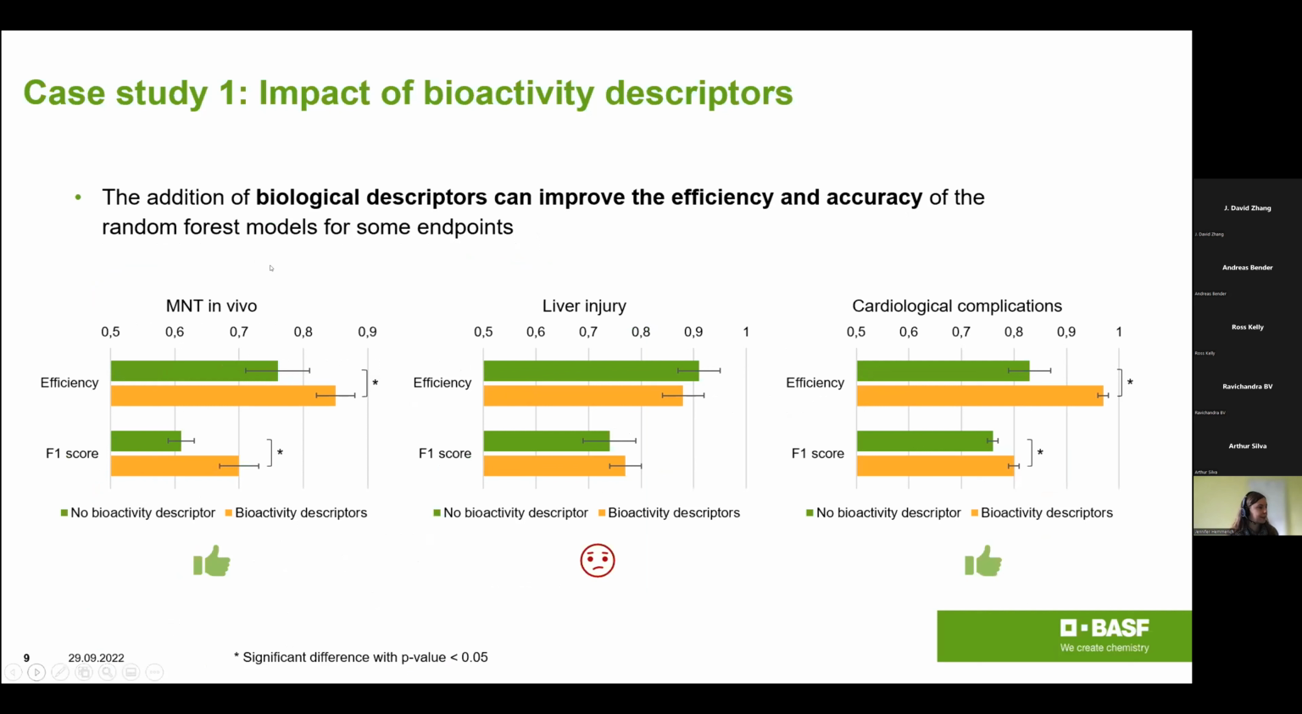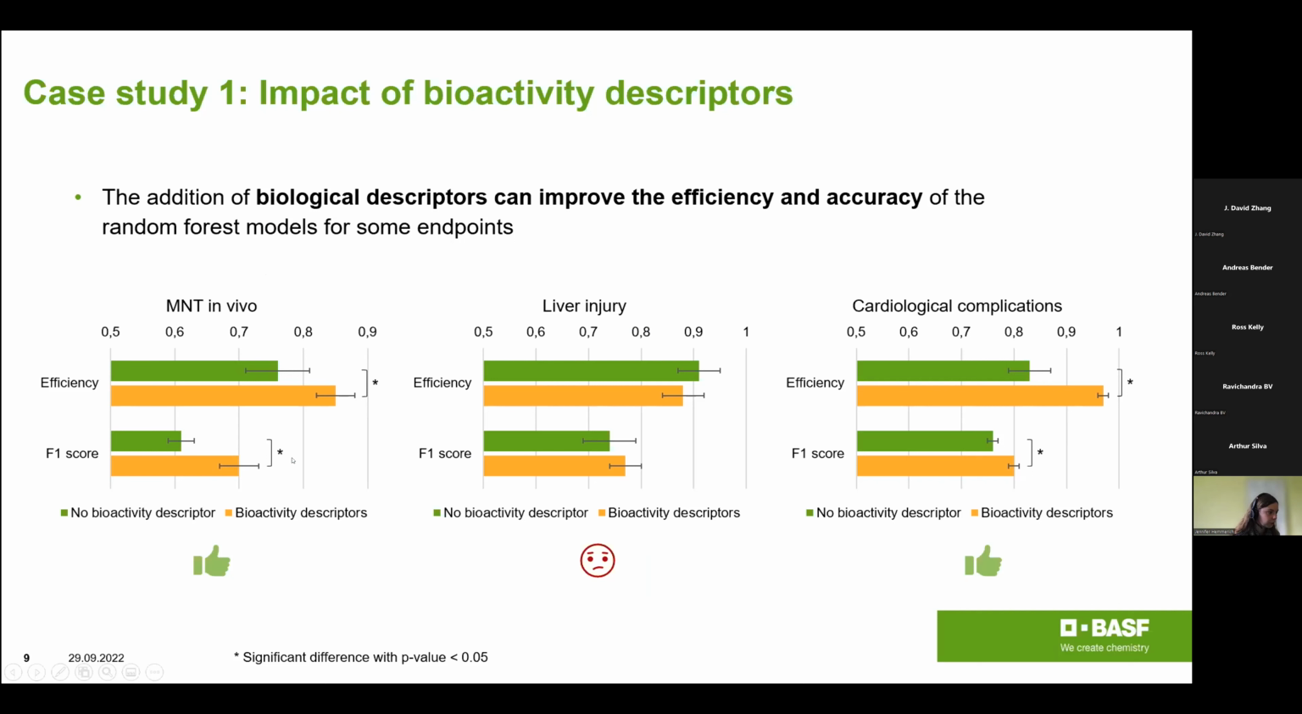I guess the nice thing is, and I probably wouldn't tell you about this if it wouldn't work, we really saw that this can improve the efficiency and the accuracy of the models. For those that haven't heard about conformal predictions, the efficiency is basically the amount of compounds that were predicted with a single class label. This means that those compounds were predicted as in domain. We saw that the amount of those compounds could be increased for the micronucleus assay and for the cardiological complications, but it didn't work for the liver injury.